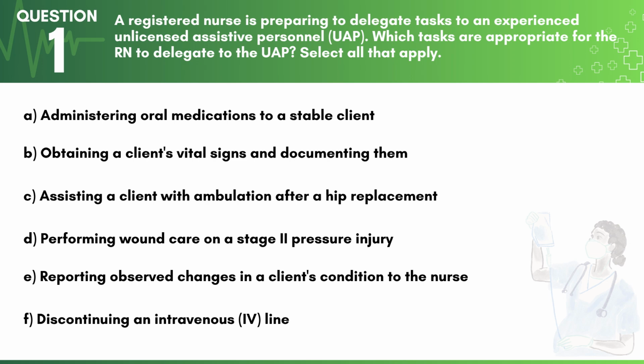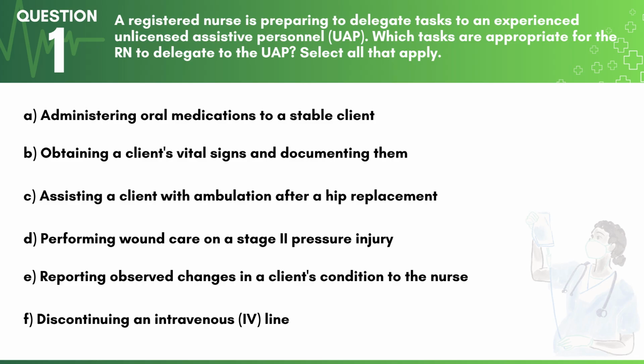Question 1. A registered nurse is preparing to delegate tasks to an experienced unlicensed assistive personnel, UAP. Which tasks are appropriate for the RN to delegate to the UAP? Select all that apply. A. Administering oral medications to a stable client.